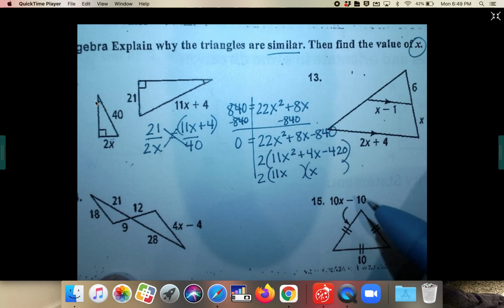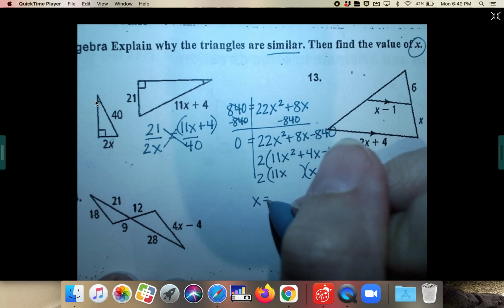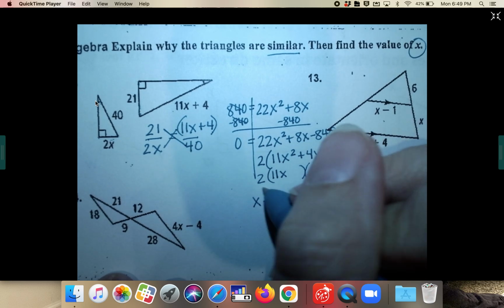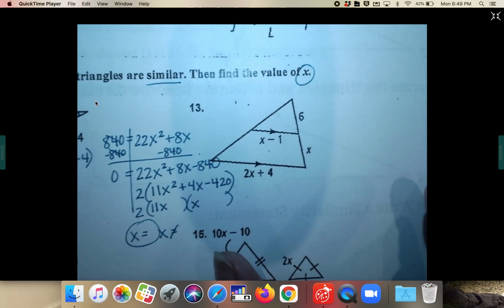And what you would do is you would get the value of x, and one of them would be a false answer, and the other one would be an answer that would be able to be right. So I will definitely not make you do that. I'm sorry about that one.